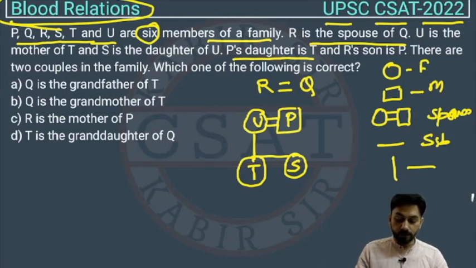Now R's son is P. Now P and R are related in this way, right? Because P is the son of R. So there are two couples. So there are two couples, first and second, in the family.